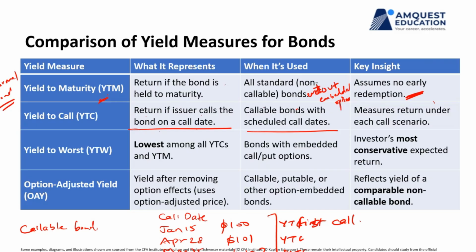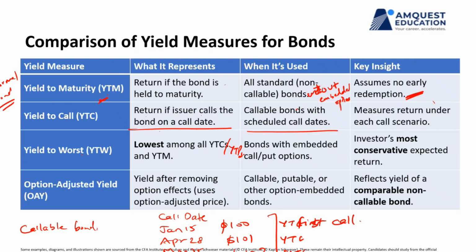Similarly, you will have a puttable bond also. We are not showcasing puttable bonds here. It is not present on this list at least. But there will be a yield to put also, which means you can give the bond back to the company. You can sell the bond back to the company. That is an advantage for you. In that case also, there is a put schedule which will be available. YTW, as I said, is the lowest among all YTCs, YTMs, and YTPs. Puts should also be added, a yield to put.